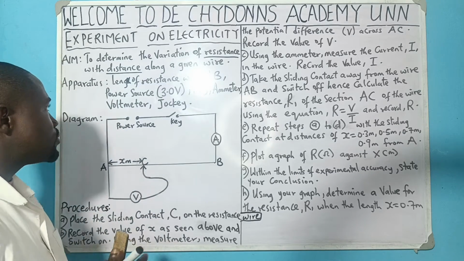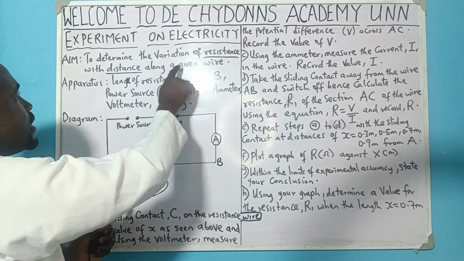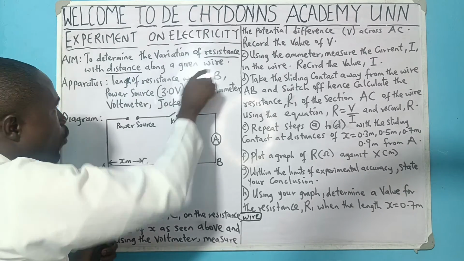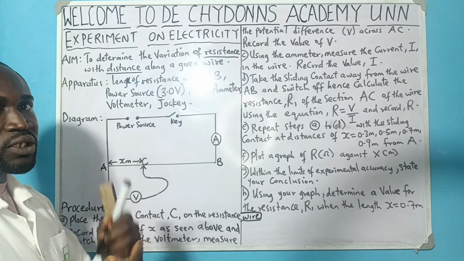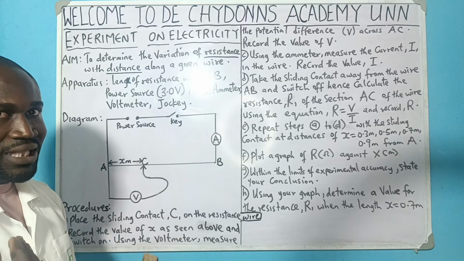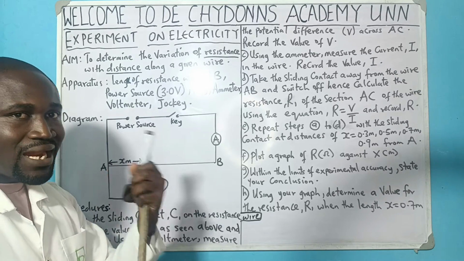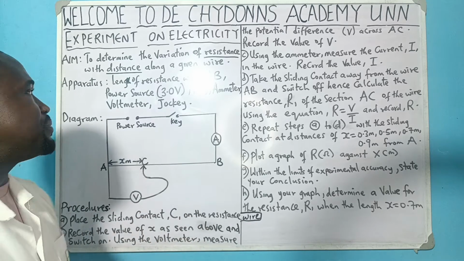Okay, now the aim of today's experiment is to determine the variation of resistance with distance along a given wire. So we'll be looking at the relationship between resistance and distance of a given wire, whether they are directly related or inversely related, or no relationship exists.